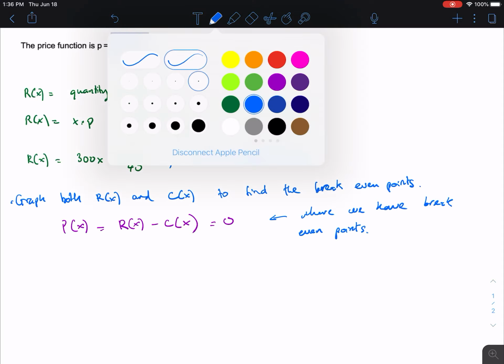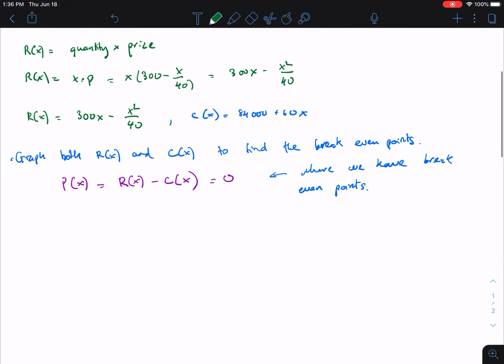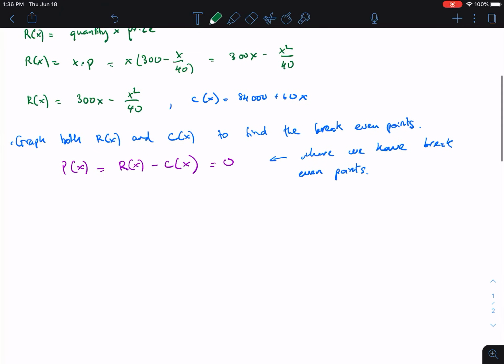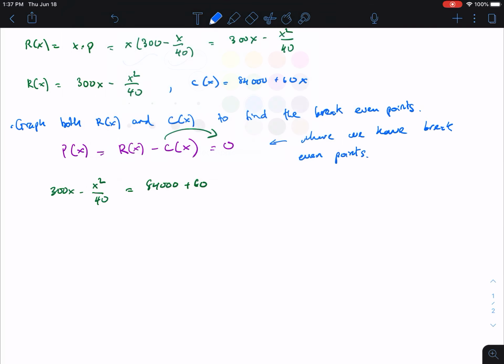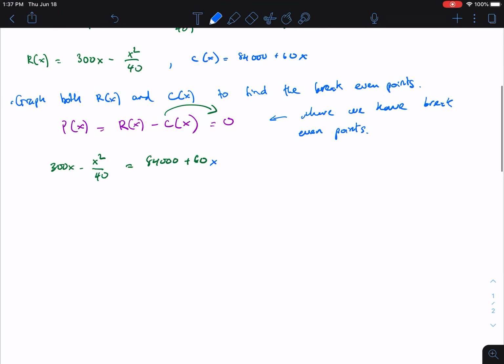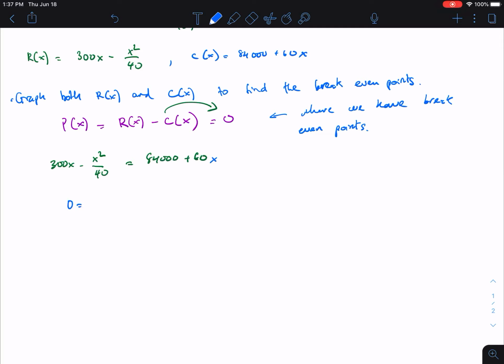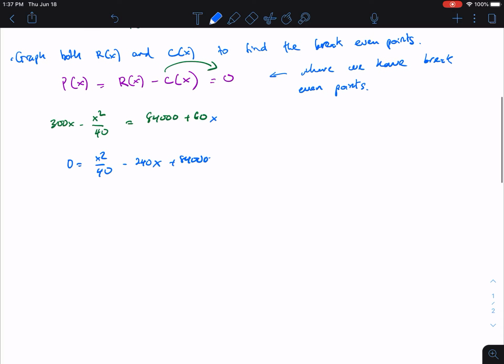So by doing an algebraic approach, we would just take 300x minus x squared over 40, and then set that equal to C of x. In this case, it's going to be 84,000 plus 60x, because if you bring this over to the other side, that's how you solve for x. So doing it by hand, we isolate this as far as we can. I'm going to bring the x squared to the other side, and then subtract 300x on the other side as well. That gives 240x plus 84,000. And then we multiply the whole thing by 40.